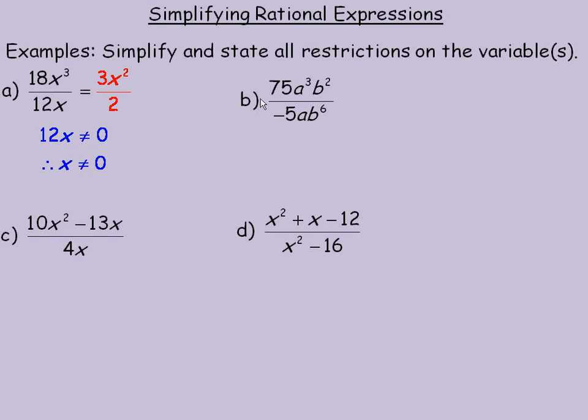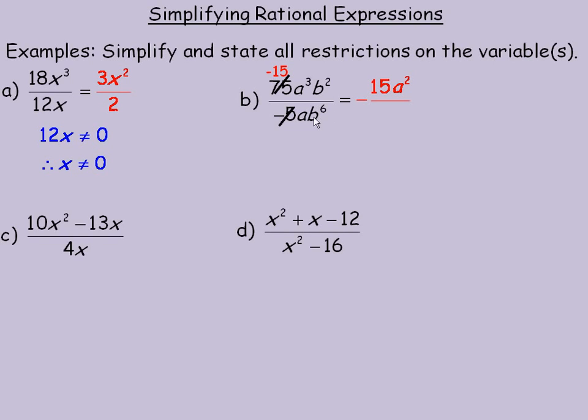For b, I would start with the 75 and the negative 5, and actually negative 5 divides into 75 evenly, and it goes in negative 15 times. So my answer, when I start to simplify here, will start with a negative, and the 15, of course, is in the numerator. Now, a cubed divided by a is a squared. So I would have an a squared in my numerator. And then b squared, and we have a b to the 6 in the denominator.